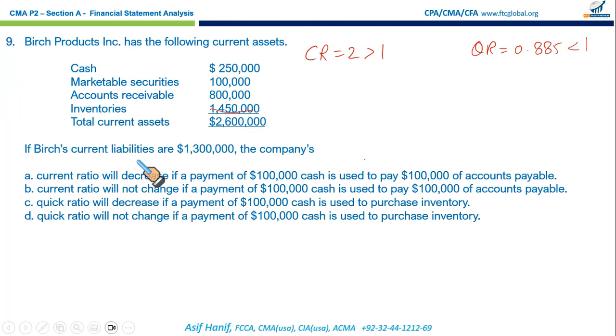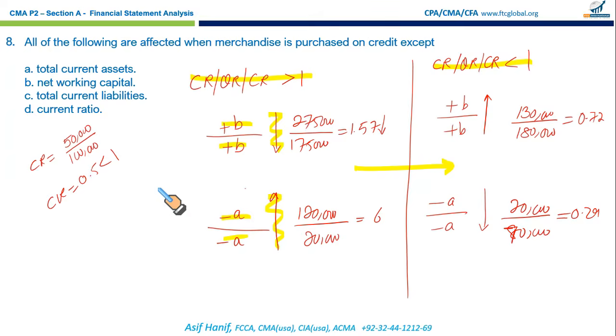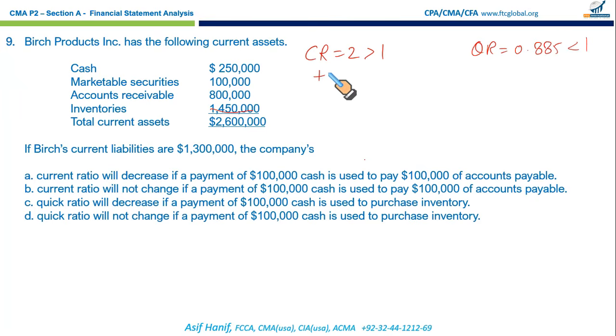It says current ratio, if a payment of 100,000 is used to pay 100,000 of account receivable, current ratio will decrease. Let us just put the same scenario we have discussed previously. If the ratio is already greater than 1, this is what we observe. Otherwise, that's what we see without computations. And if the ratio is less than 1, we see an increase here and decrease. So without any computation, we can quickly get our numbers.